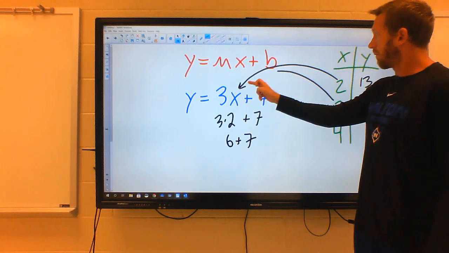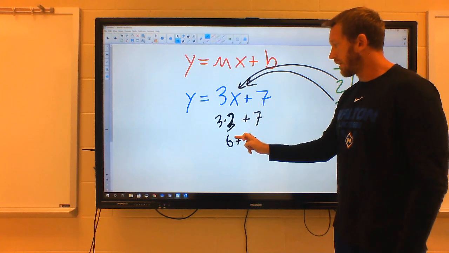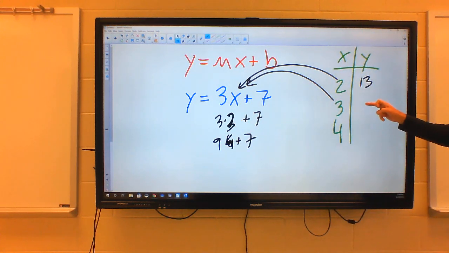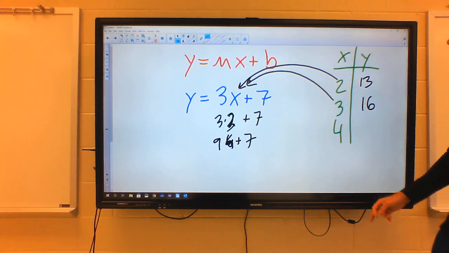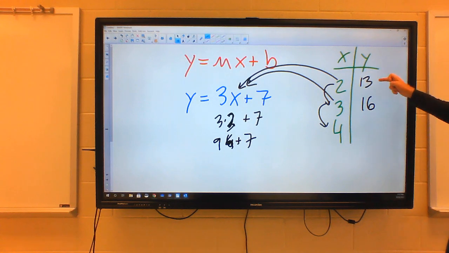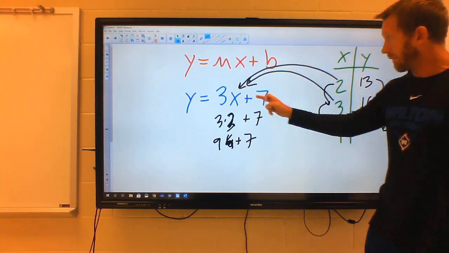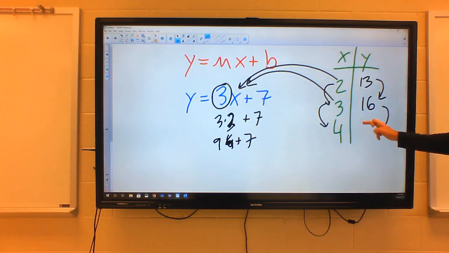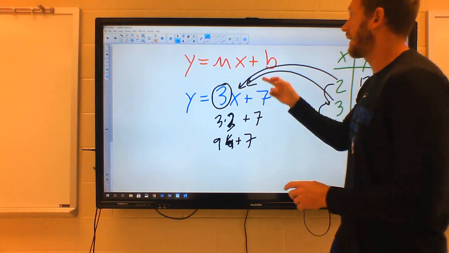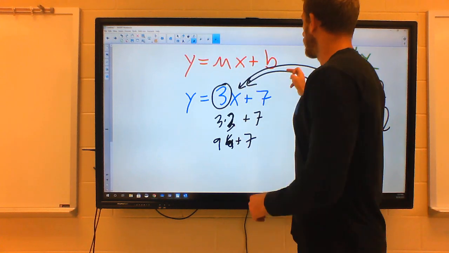Or 3 times 3 is 9, 9 plus 7 is 16, and if you notice, because we're going up by 1 each time, what we go up by is the slope. We're increasing by that slope of 3, and if you plugged in 4, you would have gotten 19, etc. So this is how you've looked at lines in the past, and specifically equations.